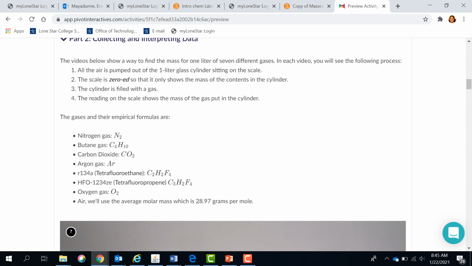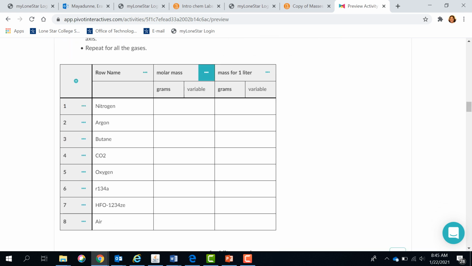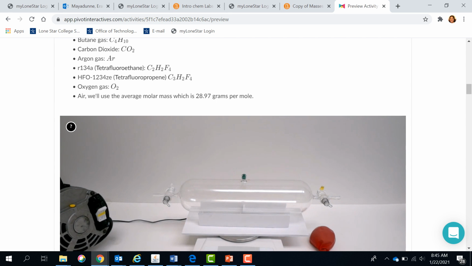R134A is C2H4F4. Don't worry about the complicated name. It's just C2, so two 12s, hydrogen is 1 times 4, and fluorine 4 times. Once you get the molar mass for all the gases, you have that. And then the mass of 1 liter, you get from the simulation.